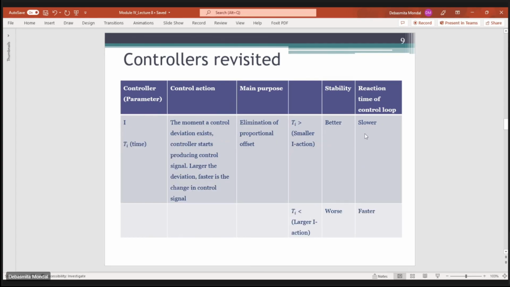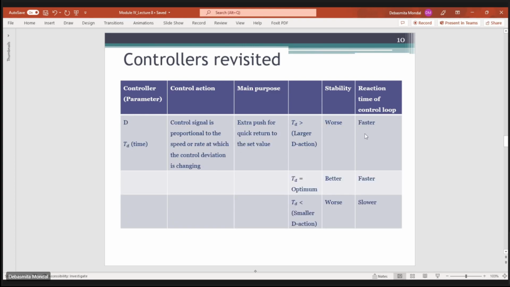The system responds faster. Similarly, for integral action, if your integral action is less, that means the integral time is more, then the stability improves, but again the reaction time becomes slower. And if you have larger integral action, then the system responds faster, but at the cost of reduced stability of the overall system. And for D, if you have larger D action, then the stability is worse, but the response will be faster.